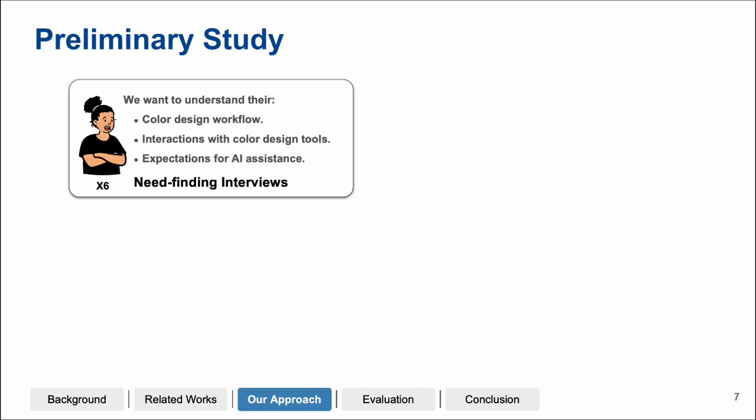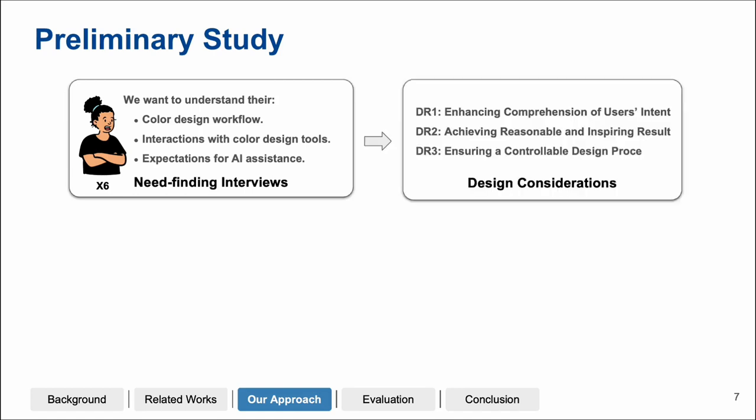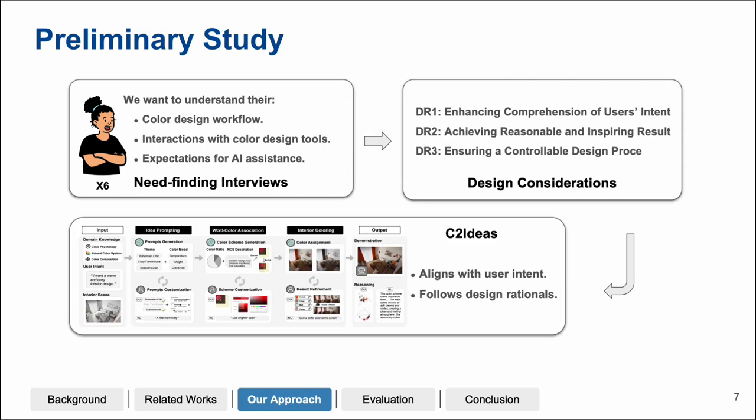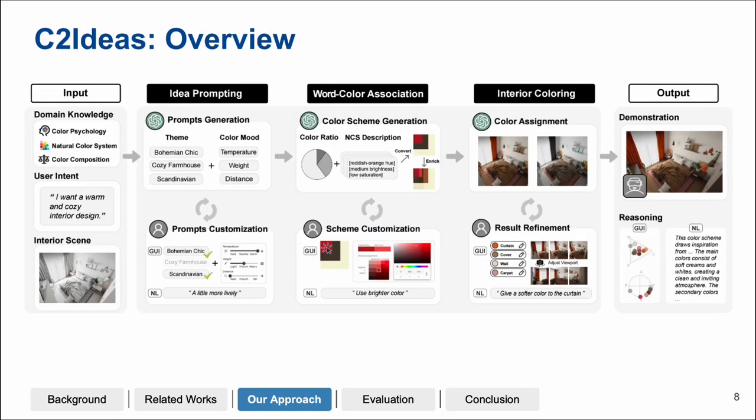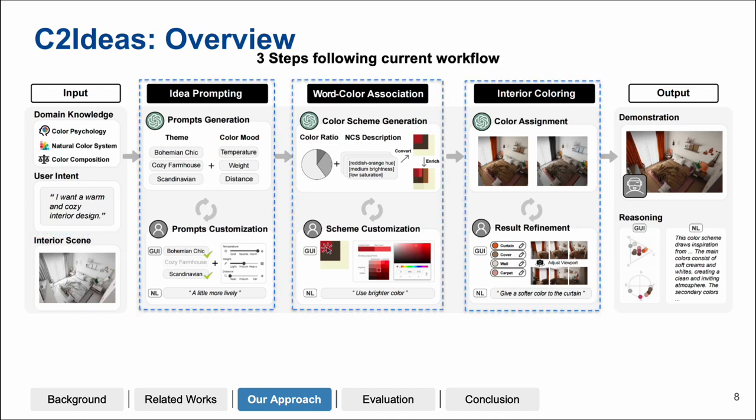Facing these challenges, we conducted interviews to find the needs and expectations of interior color designers on involving AI assistance in their work. Following the design requirements, we developed C2Ideas, an LLM-assisted tool for interior color design that aligns with user intent and follows design rationales. It considers domain knowledge, including color psychology, natural color system representations, and color construction rules, along with user input and interior scenes. The tool is designed in 3 phases, closely following the conventional workflow of interior color design.